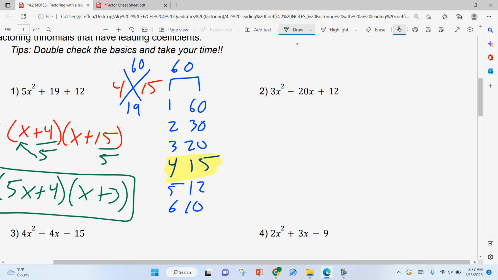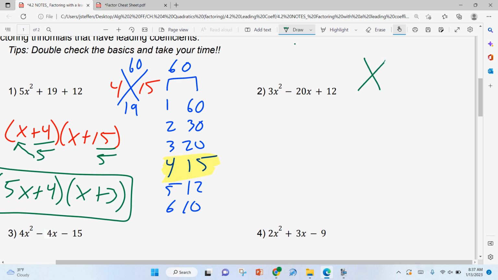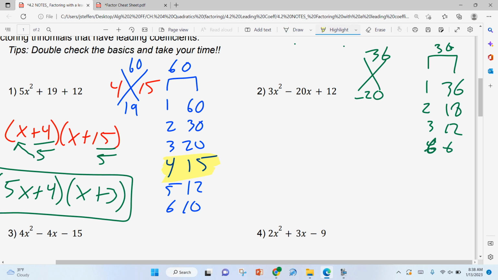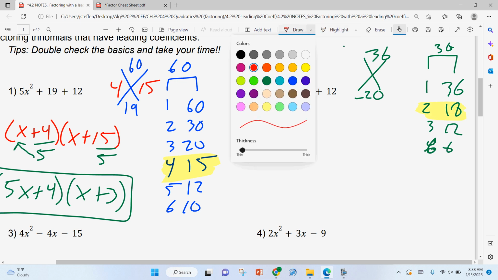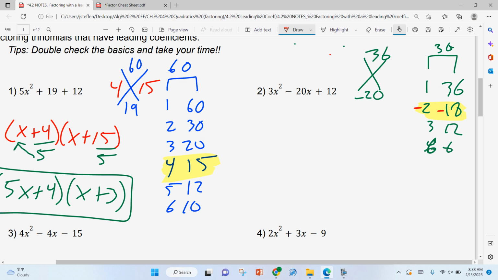Moving on to 2, now we have a minus, so it does get a little bit more difficult. So 3 times 12 is 36. Factors of 36 that add up to be negative 20. It's positive 36, keep that in mind. 1 and 36, 2 and 18, 3 and 12, 4 doesn't work, 5 doesn't work, 6 and 6. So we want them to add up to negative 20. 2 and 18 almost do, but they add up to be positive 20. So remember, all you need to do is switch your signs. Both of them, switch both, so they're both negative now.